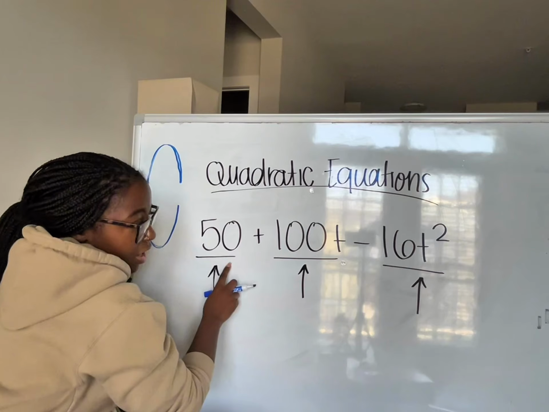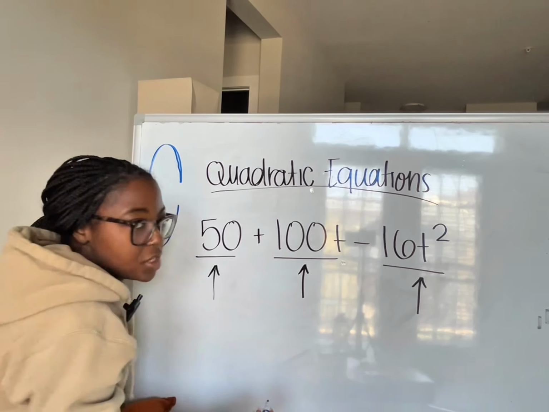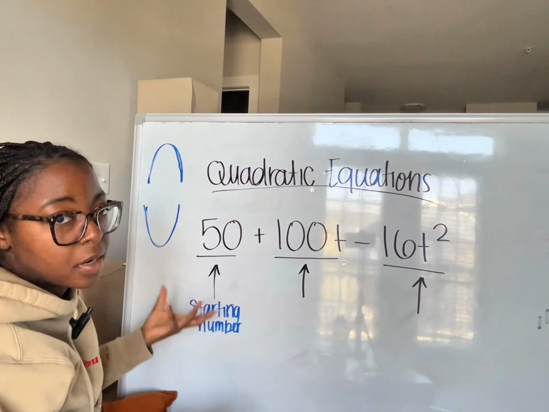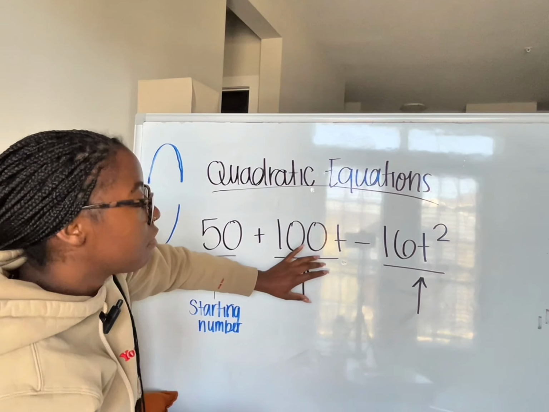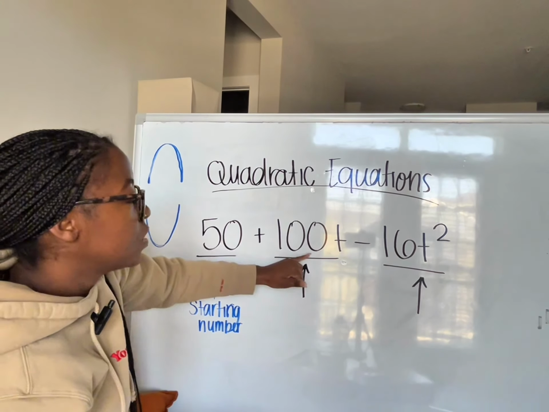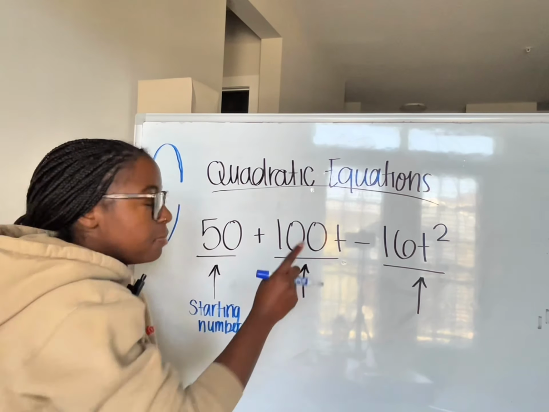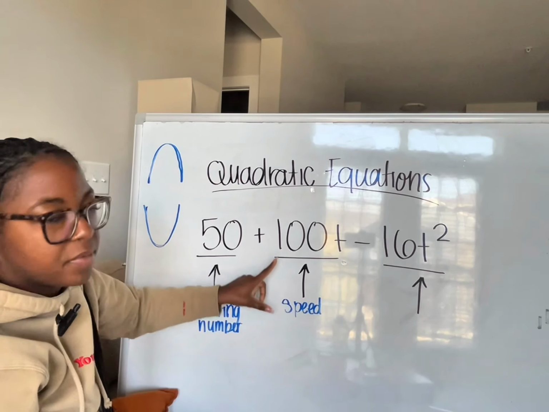Whatever's right here, the number that does not have a variable, is usually your starting point, your starting number. This is your constant. This is what we're starting at. This part right here, plus 100t: let's imagine we're throwing a ball up in the air. This would be my speed. So this is how fast we're throwing it up in the air.